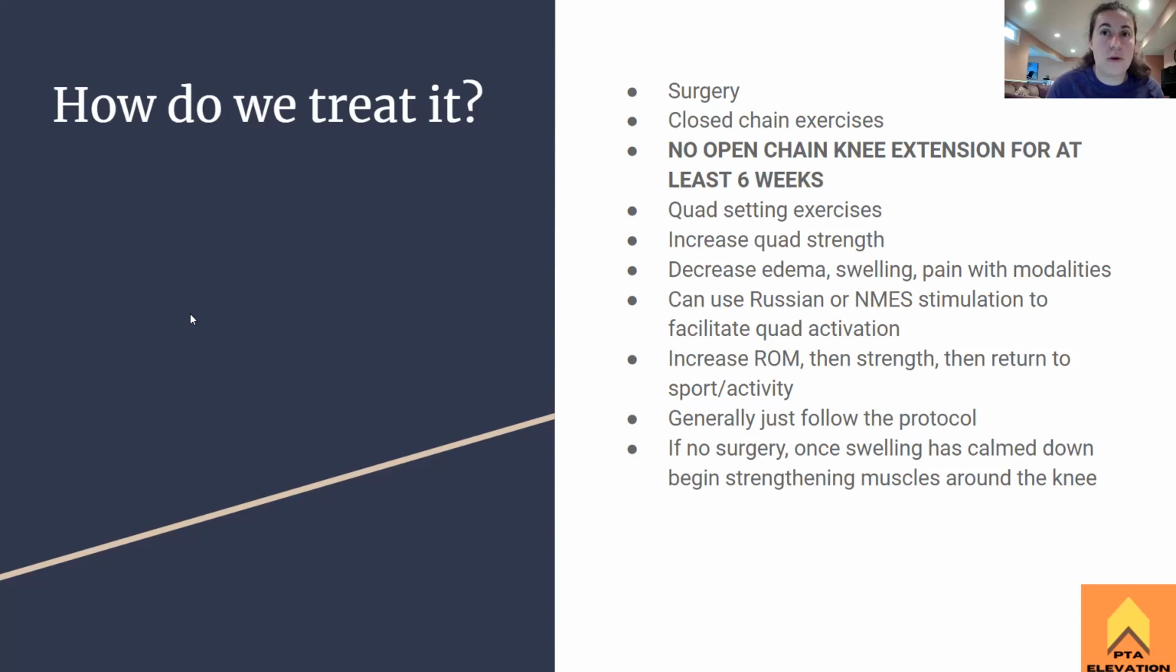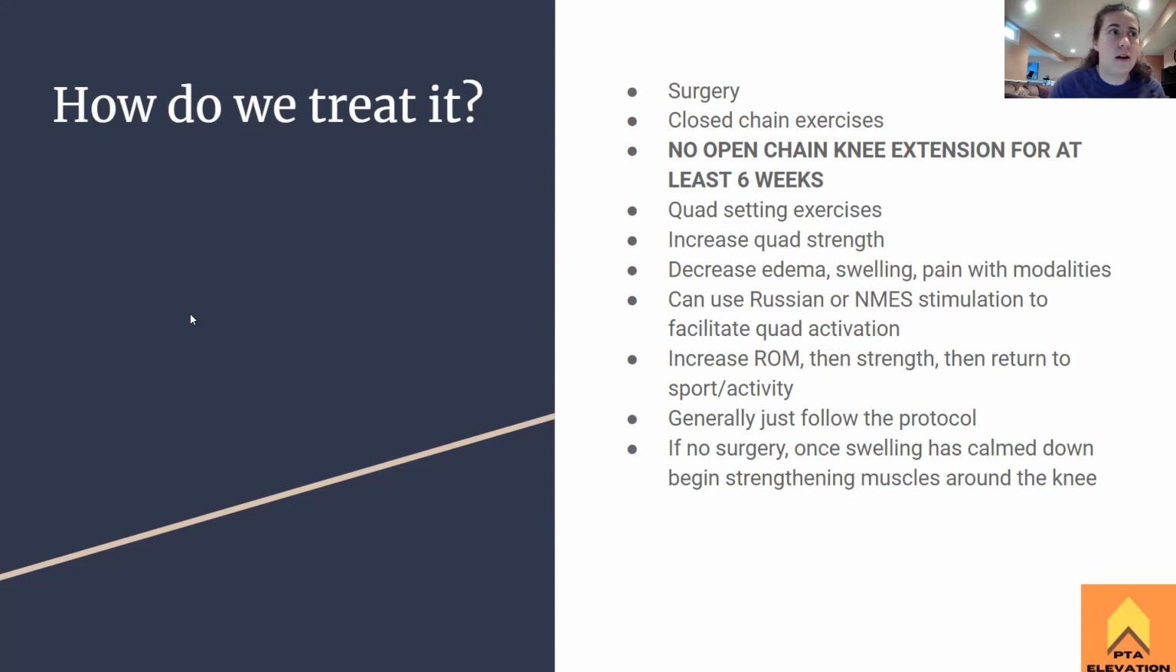So if we have somebody who has been a basketball player, we're gradually returning them to jumping, cutting, all of that stuff. A soccer player, cutting, backpedaling, all of that stuff. We're working on getting them back to where they need to go. So that's more like high level stuff, but that's way farther down the line.